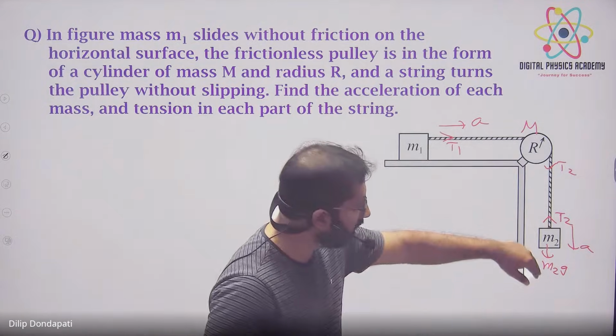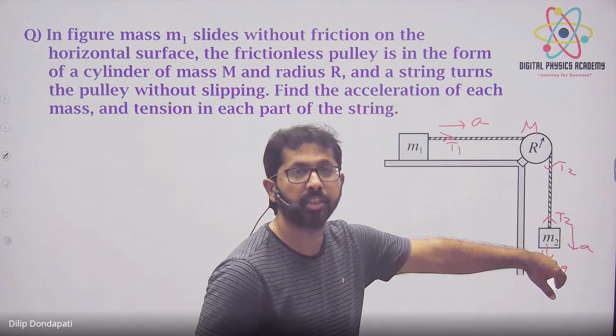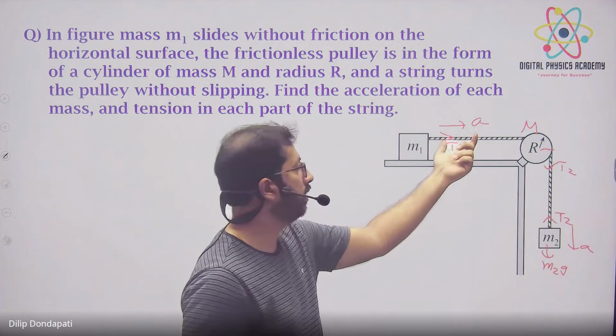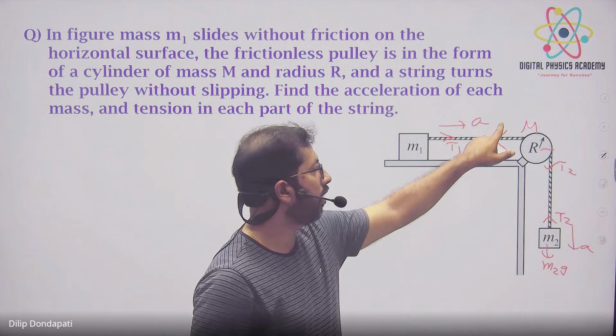So for the torque equation, it'll be T2 minus T1 or T1 minus T2. Acceleration किस तरफ जा रहे हैं? नीचे जा रहे हैं ना? So this direction is taken as positive. So T2 into R minus T1 into R.